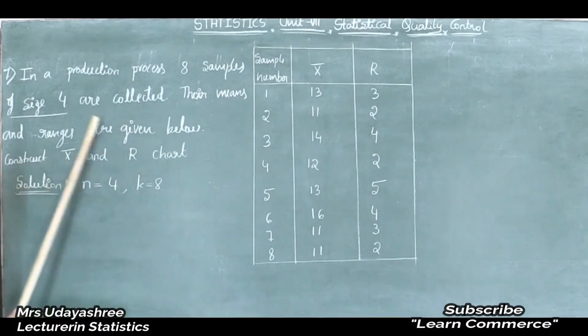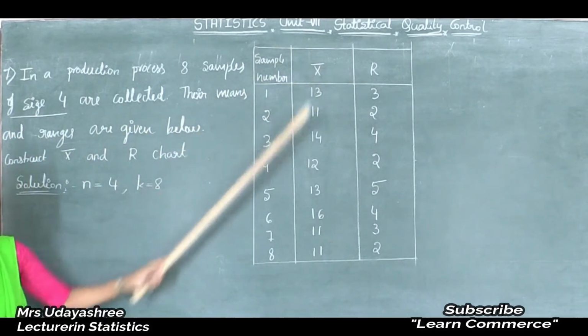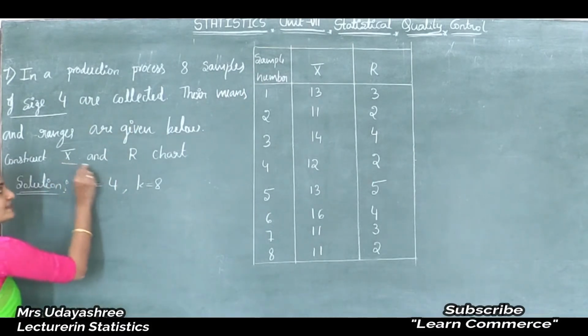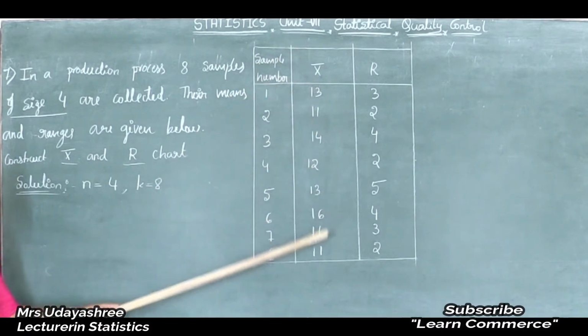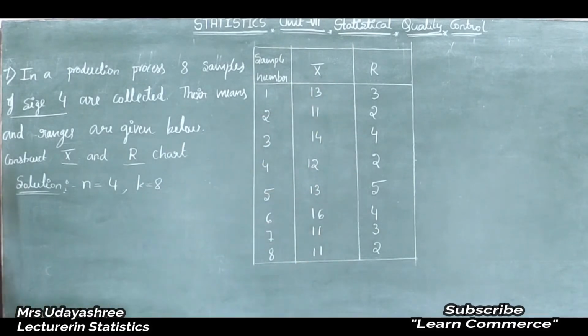And next are collected their means and ranges. See here means and ranges are given for each sample number and we need to construct X bar and R chart. Further information is not given, so using these observations we need to construct with X double bar and R. So this problem is based on standards not given.